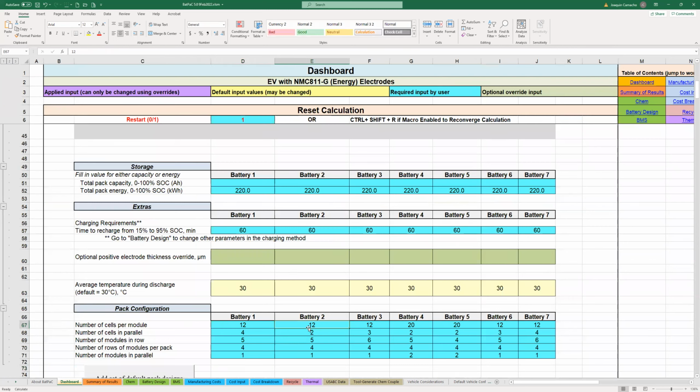So battery 2, it has something about this arrangement here. These are number of modules in parallel, which means they have the same voltage. So 4 and 5 are the biggest batteries because they have more modules. I mean, they have the number of cells.